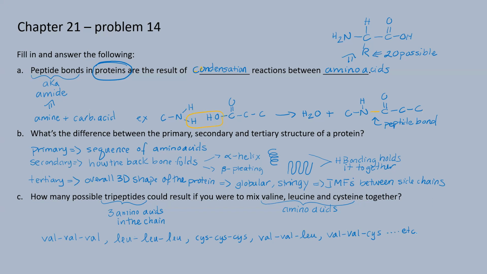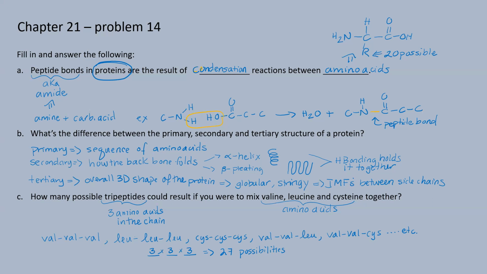Well, this is like a statistical problem. We have 3 spaces that we have to fill, and we have 3 possible options that can go into each space. The first space could be valine, leucine, or cysteine. The second space could be valine, leucine, or cysteine. And the third place can be valine, leucine, or cysteine. If we multiply those, there's going to be 27 possibilities. You can imagine that's why I stopped, because I didn't want to bother writing out 27 possibilities.